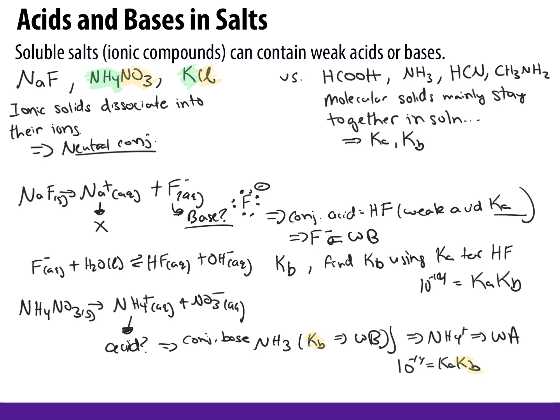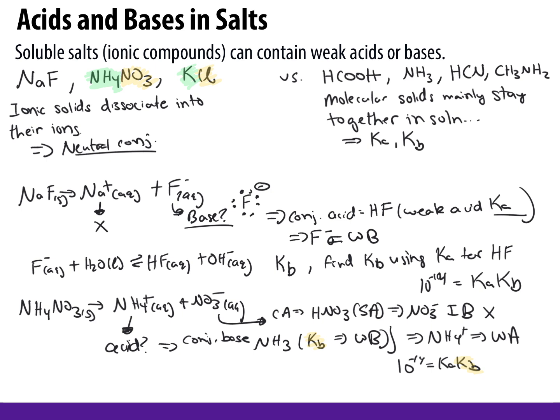What about the other ion, NO3 minus? Well, NO3 minus is a negative ion, so we should suspect that it might be a base. But if we recognize our strong acids, we should recognize that the conjugate acid here is going to be HNO3. Add a proton and increase the charge by 1. HNO3 is a strong acid, though, which makes NO3 minus an ineffective base. And so this ion does not affect the pH in any way.